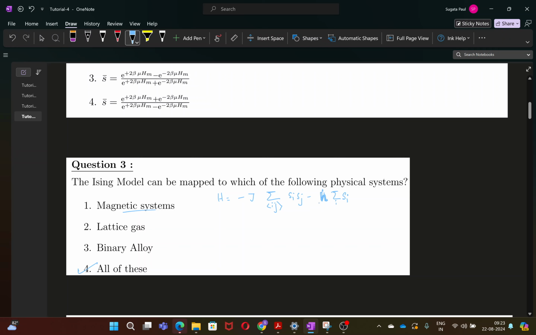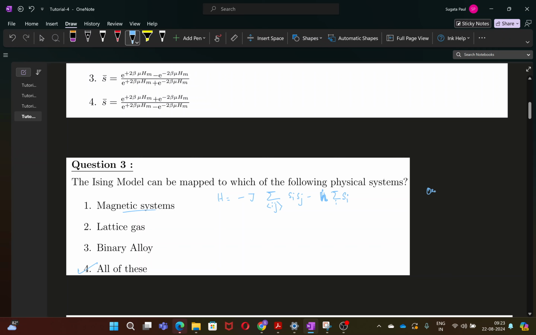So this is related to spin, and the first term is from the exchange interaction between the spins, and the second term is the spins' interaction with the external magnetic field. And if your J was greater than 0, then it was ferromagnetic, and J less than 0, it becomes antiferromagnetic. That means very clear cut, this model is actually originally made for magnetic systems only. So the first option is obviously correct.